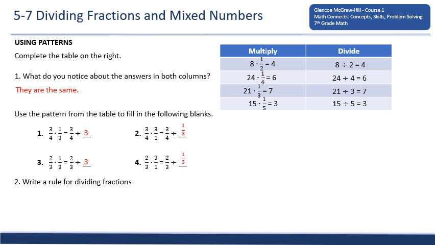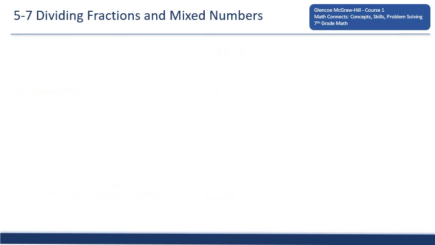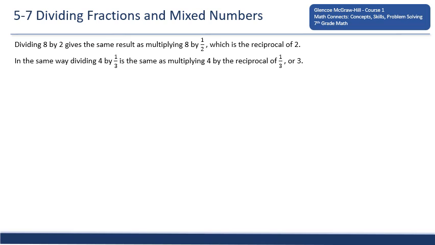Write a rule for dividing fractions. Dividing by a fraction is the same thing as multiplying by its inverse. Dividing 8 by 2 gives the same result as multiplying 8 by 1/2, which is the reciprocal of 2. And remember, the reciprocal is a fancy word for the inverse. In the same way, dividing 4 by 1/3 is the same as multiplying 4 by the reciprocal of 1/3, or 3.